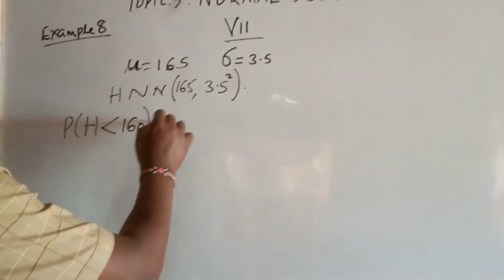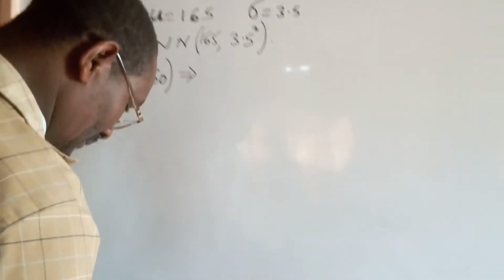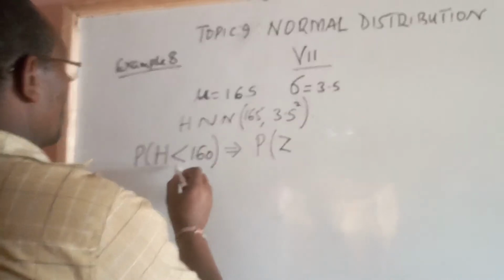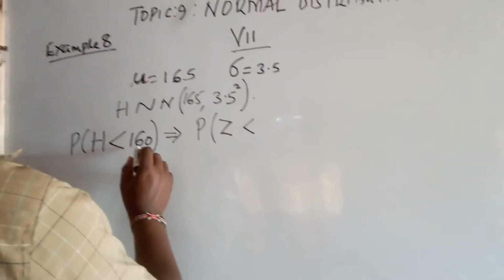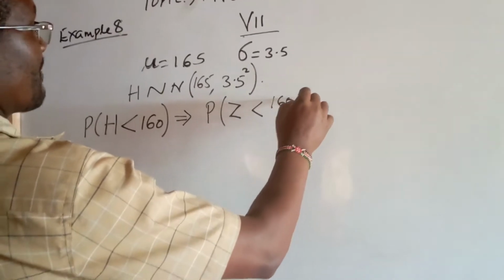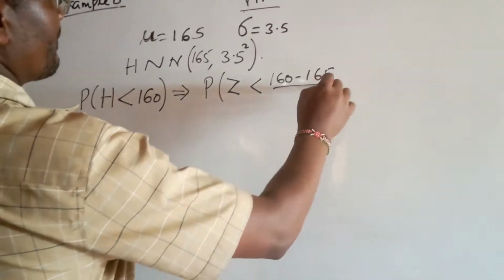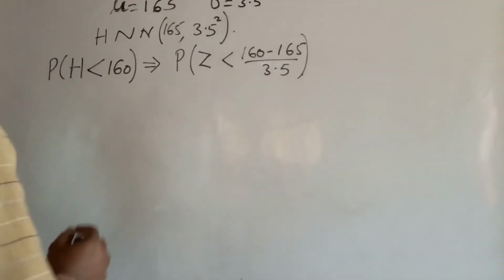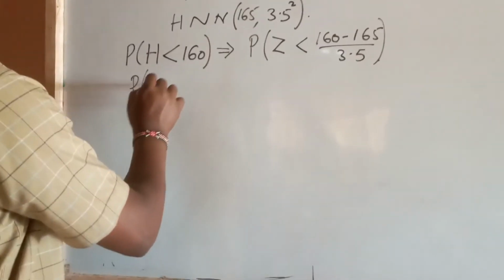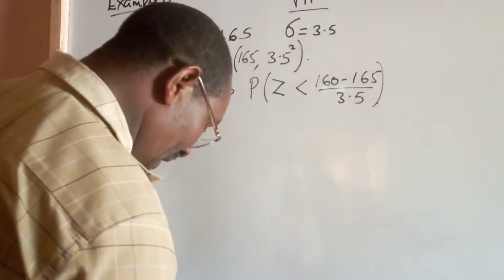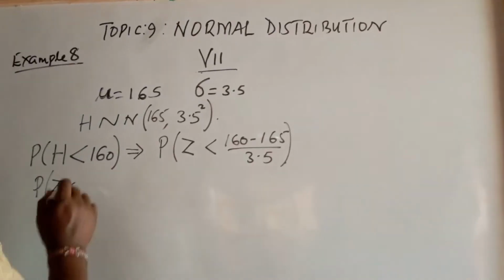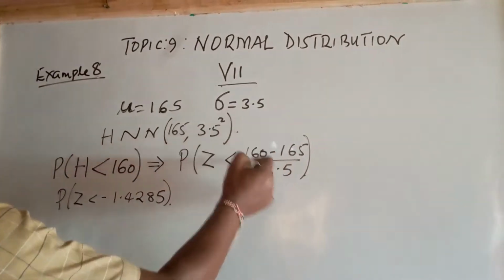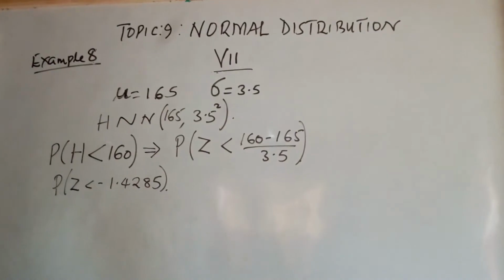So if we want to rewrite this in terms of Z, we are going to have the probability of Z less than our unfamiliar boundary, 160 minus 165, everything over 3.5. And you work this out, then you will find the probability of Z less than negative 1.4285. That is what you get after you do that operation.